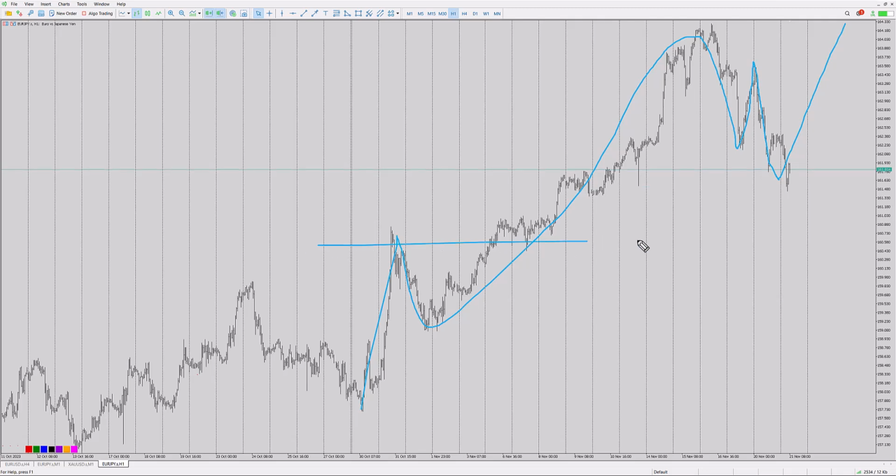I must know that there is a support and resistance area here. There is another support there. There is one at the bottom here. That's all I need to do: see where the price is going.